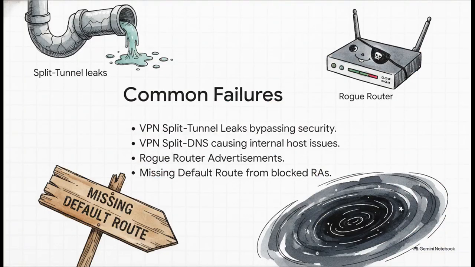Beyond PMTU, you really need to keep an eye out for a few other common scenarios. You might see VPN split tunnel leaks, where client software prevents IPv6 tunneling, which completely exposes the real IP and bypasses your corporate security policies. Or watch out for VPN split DNS issues, where internal host names return completely different AAAA records depending on which DNS server happens to answer first. And definitely watch out for rogue router advertisements. Docker bridge networks are famous for accidentally broadcasting bad routes to your local segment. Finally, remember, if router advertisements are blocked, or if a router sends an RA with a lifetime of 0, your hosts will silently lose their default gateway. There are no DHCP gateway renewals to save you in IPv6.